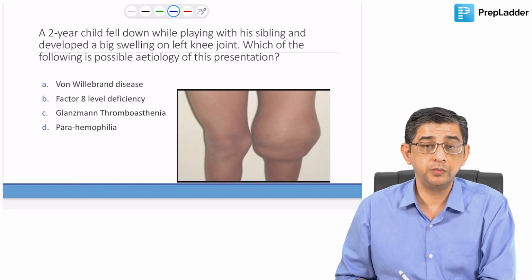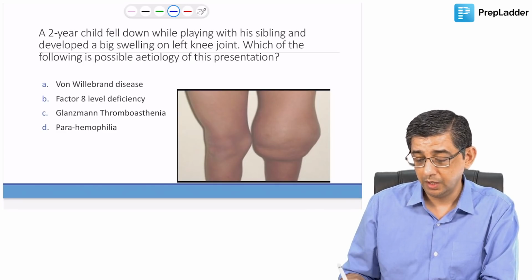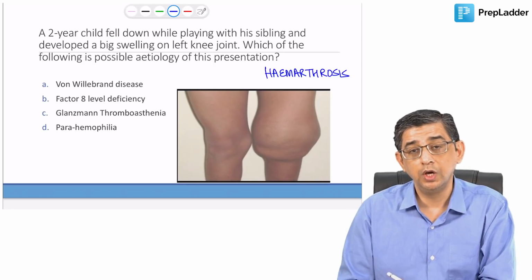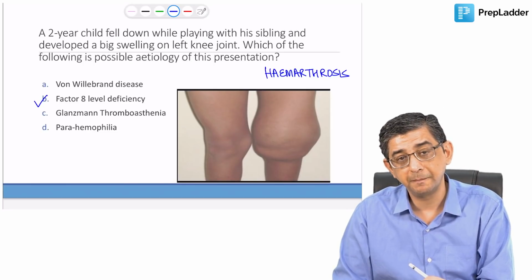The next question talks about a 2-year-old child who fell down while playing with a sibling and is developing a big hemarthrosis. You can notice that hemarthrosis is always a presentation of hemophilia, and he's asking you what is the possible etiology. That's going to be factor 8 deficiency.